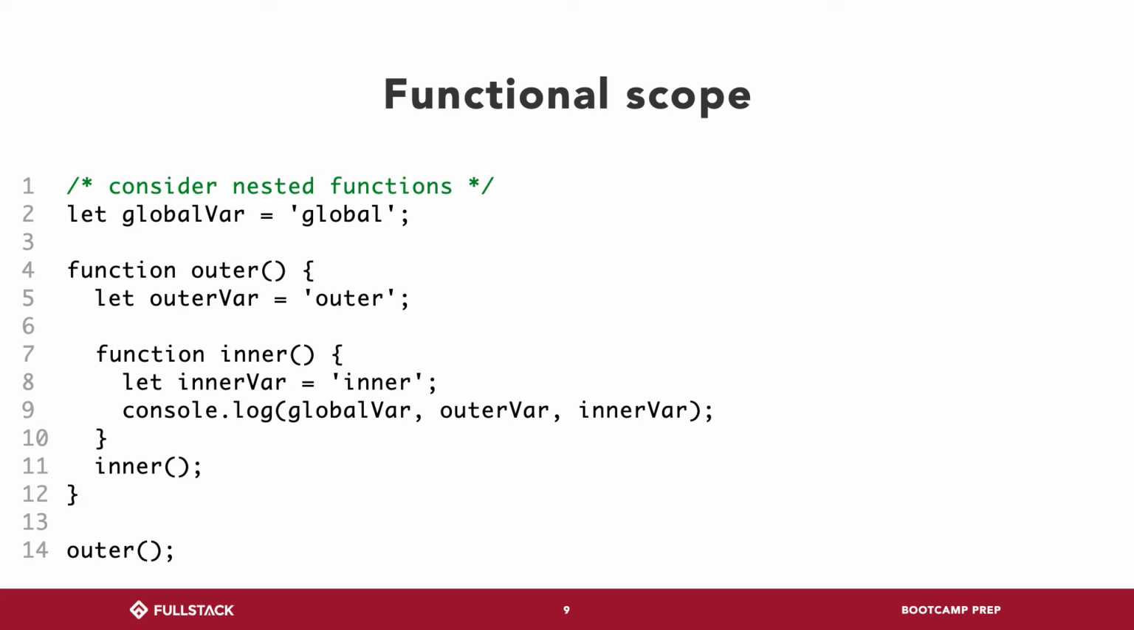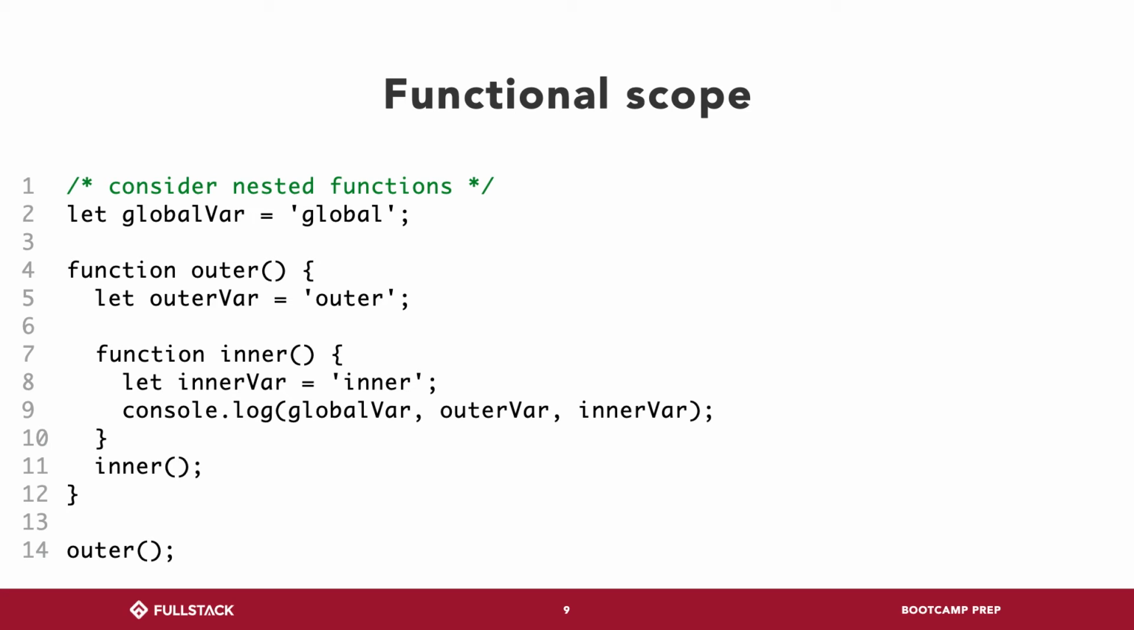So, before we see what is going on in the console, I will run through this function and let's see what happens. We call outer down here. We define let global var as global, and then we define a function called outer. Then we call outer. Okay, outer, we have let outer var equal outer. Then we have another function definition called inner, and then we run inner. Let inner var equal inner.